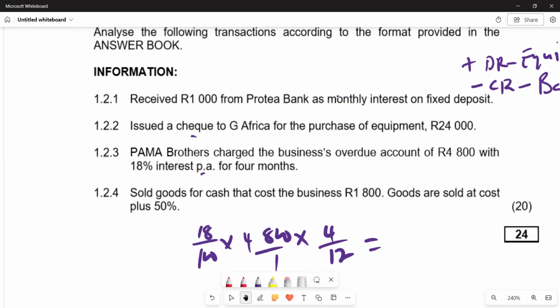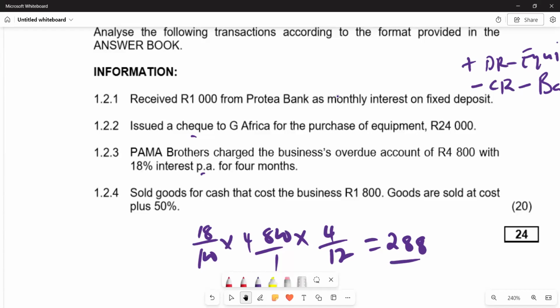Let's just try to see what we get. 0.18, we multiply by 4,800, and then you multiply by 4, and the answer that you get, you divide by 12. Which is going to be 288. So the amount that we have is 288. So this is the interest on the overdue account.